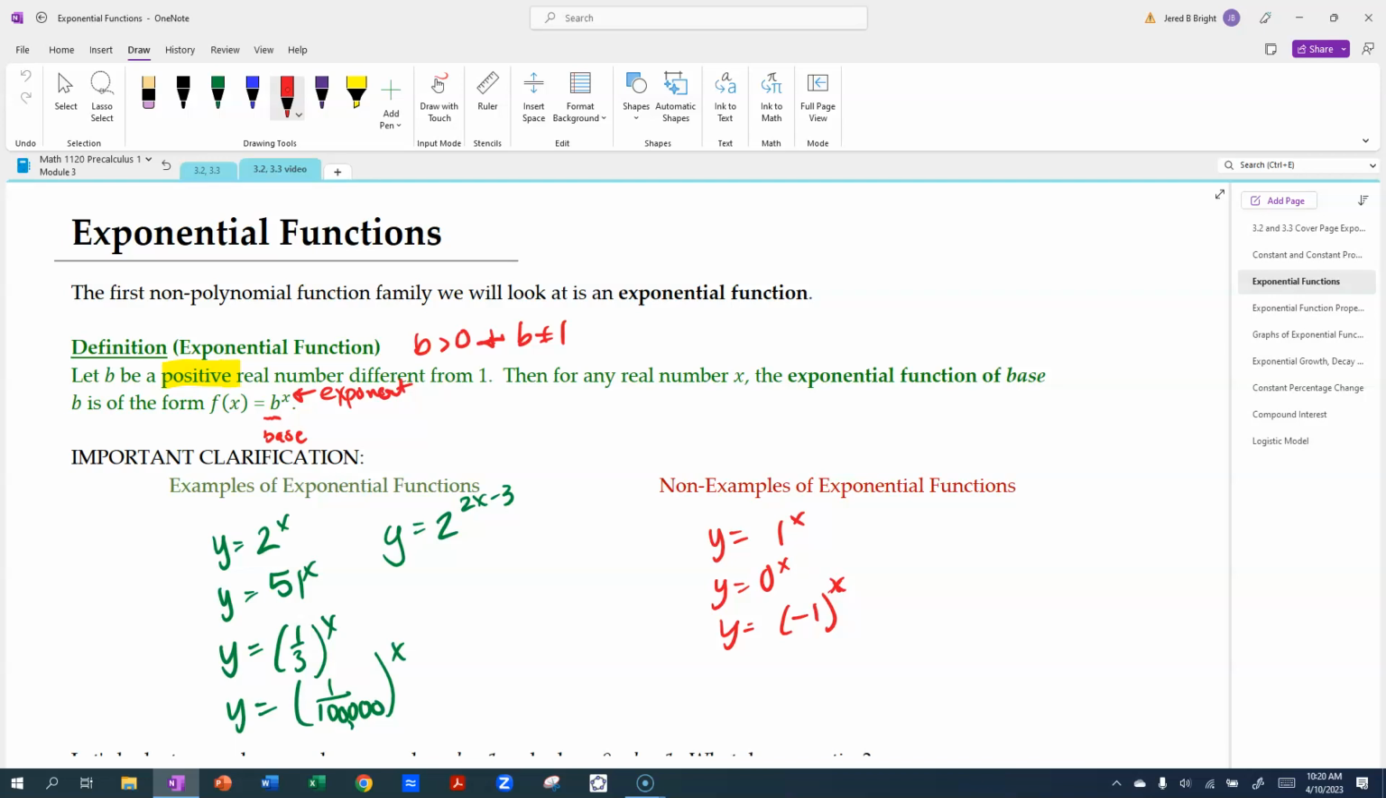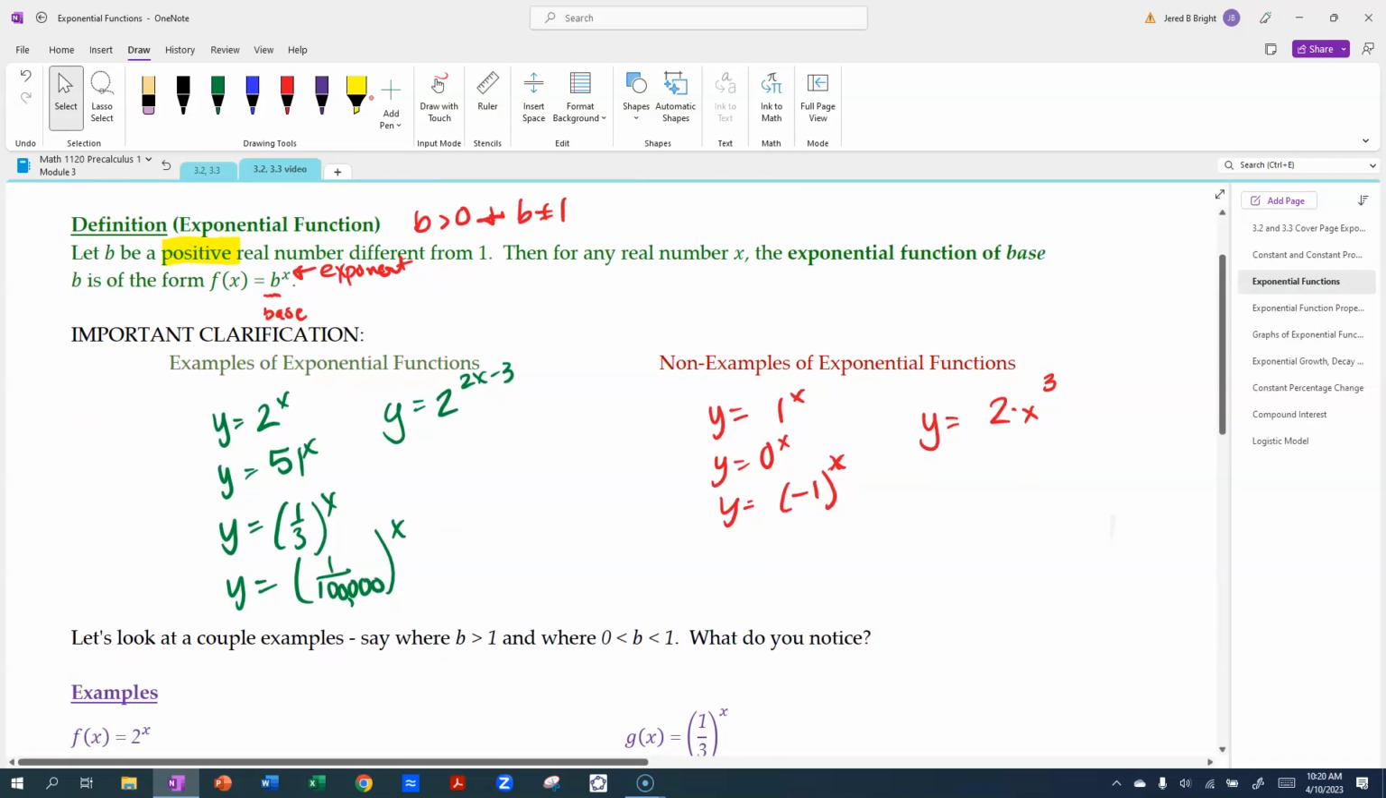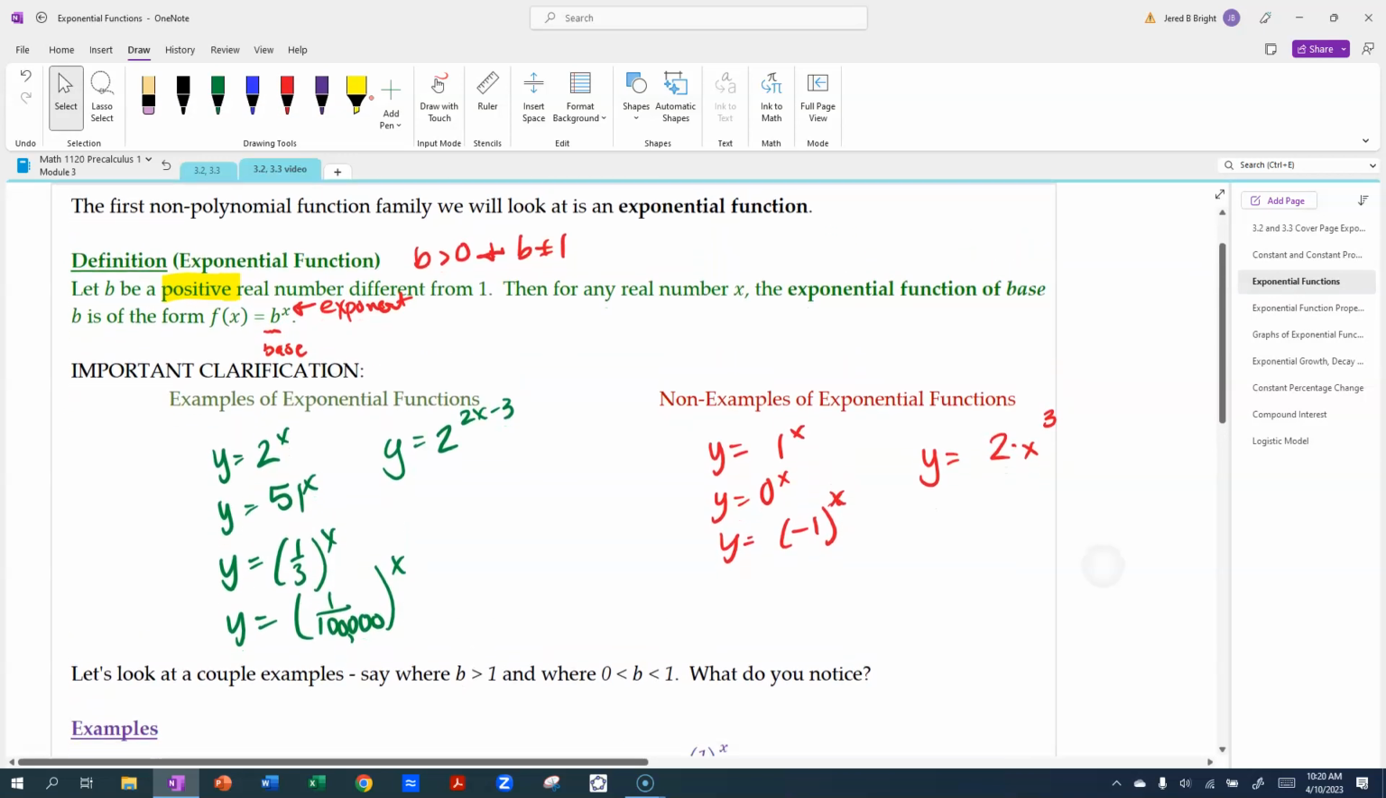And then the other thing that students often get confused with is if we have something like 2 times x to the 3. This, my friends, is not exponential. It has an exponent, yes, but with exponential functions, the variable must be in the exponent. So notice that the exponent here is a constant. So this is not an exponential function. That's actually a polynomial function. That's a cubic function. We've studied those. So that's boring. Let's move on to something new.